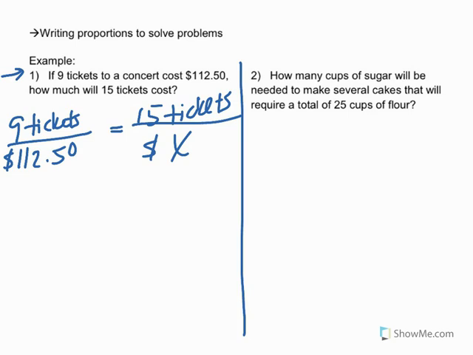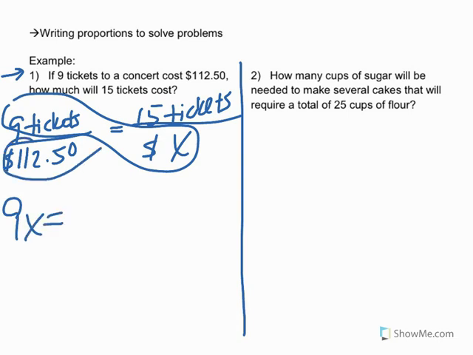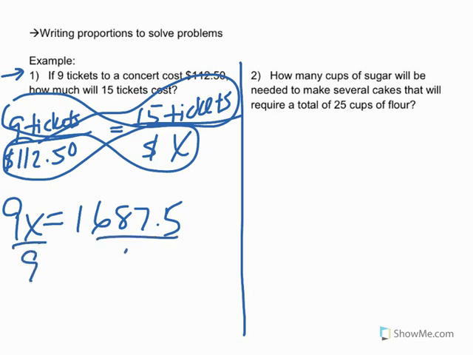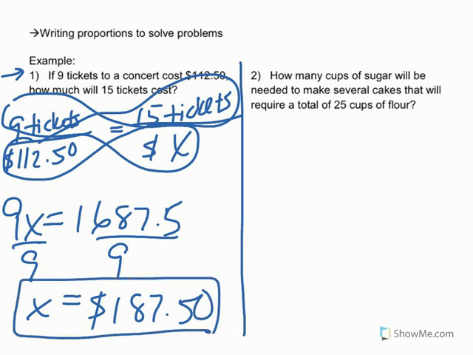So if we do our cross product here, we get that 9x equals the cross product of 112.50 times 15. We get 1,687.5. Go ahead and do the inverse of this multiplication, which is division by 9. We get x, which remember was the number of dollars that 15 tickets would cost, is $187.50. You should do a gut check to see if that makes sense. 9 tickets cost $112, 15 tickets cost about $187, $188.